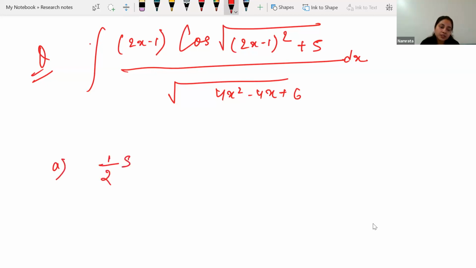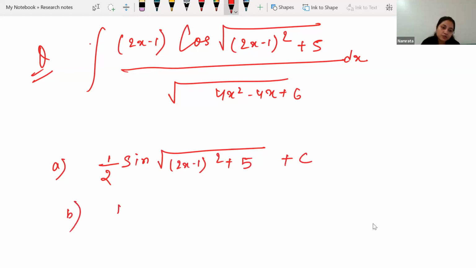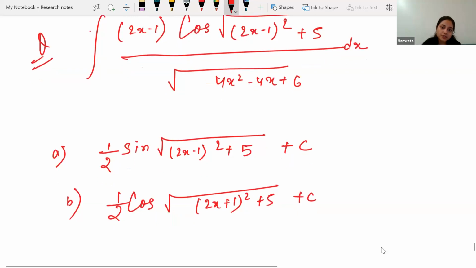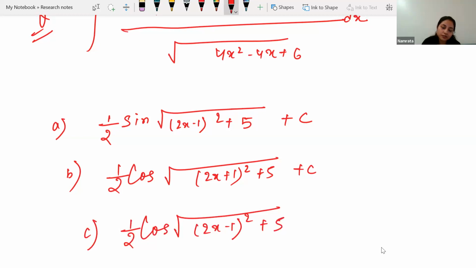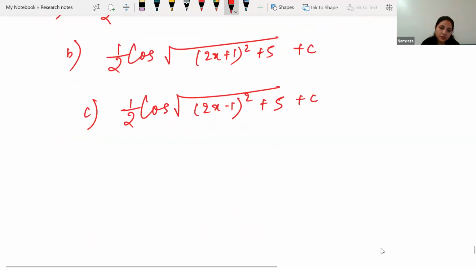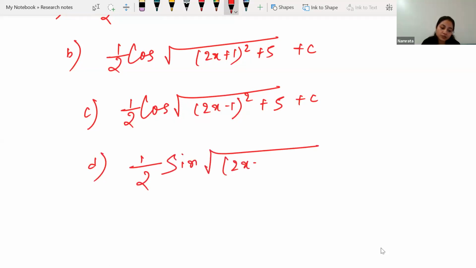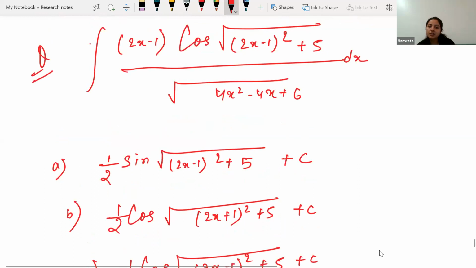Option A is 1 by 2 sine of under root 2x minus 1 whole square plus 5 plus c. Option B is 1 by 2 cos of under root 2x plus 1 whole square plus 5 plus c. Option C is 1 by 2 cos of under root 2x minus 1 whole square plus 5 plus c. And the last option is 1 by 2 sine of under root 2x plus 1 whole square plus 5 plus c. Okay, let's see what can be done over here.